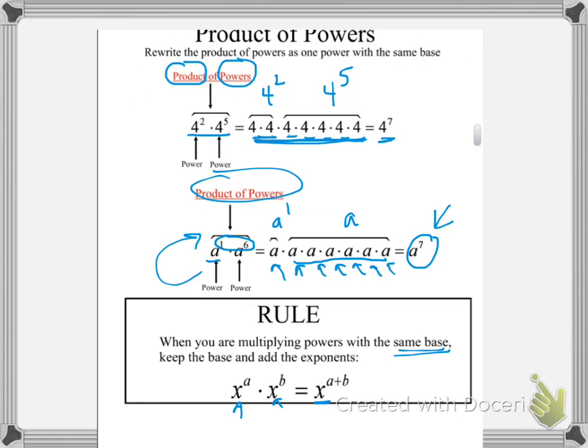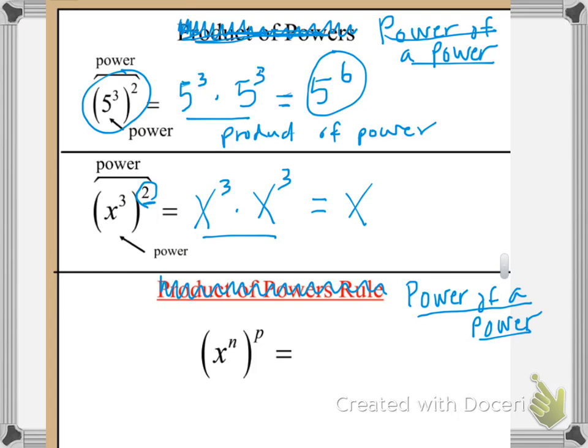And now we are in the situation in the last slide. So let me just go back to the last slide here. The last slide said product of powers. So I want to have 2 bases and 2 exponents, or when there are 2 powers represented here, then you keep the base and you add the exponent.